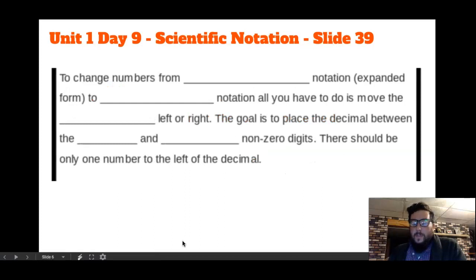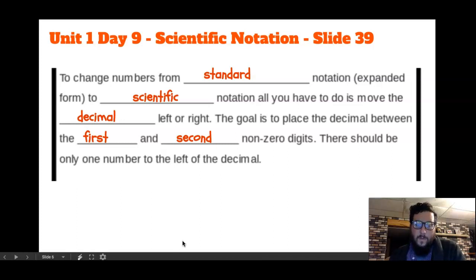To change numbers from standard notation, which we can also call expanded form, and this is what we're used to seeing, all the numbers laid out in front of us, to scientific notation, all you have to do is move the decimal to the left or right. The goal is to place the decimal, and this is important, between the first and second non-zero digits. Anything that's not a zero, it needs to go between the first and second one of those. There should only be one number on the left of the decimal, meaning 1, 2, 3, 4, 5, 6, 7, 8, or 9. So one single digit number on the left of the decimal.